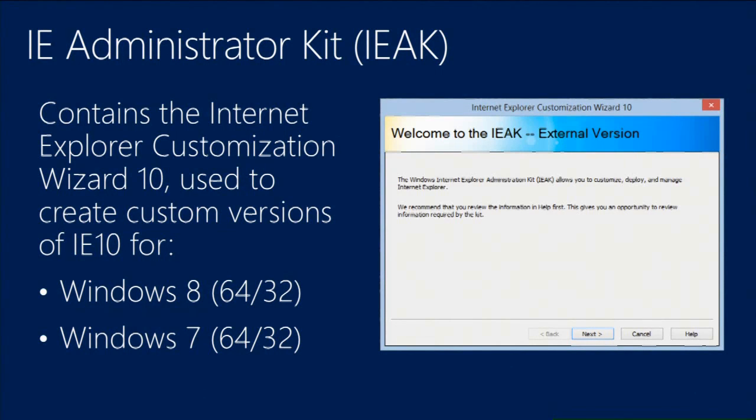The current version, IEAK 10, supports Windows 8, 64 and 32-bit, and Windows 7, 64 and 32-bit. And you do have to create separate distribution packages for each of those flavors. And one question I get sometimes: if I create a Windows 8 64-bit version, does that include the 32-bit browser? And the answer is yes. If you install Internet Explorer 10 64-bit, it includes both the 64-bit browser and the 32-bit browser. It's just like installing IE10 on Windows 7 today.